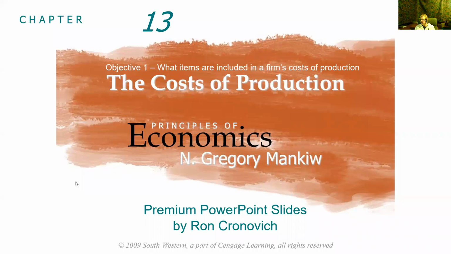Okay. So in chapter 13, the first objective that we're going to look at are what is included in a firm's cost of production. This is actually an overview, this very first portion, and we're going to talk about lots of different things in here. The first thing I wanted to do was to show you some important types of information that we will be looking at. And if I were to write on the board, this would be what you would see.